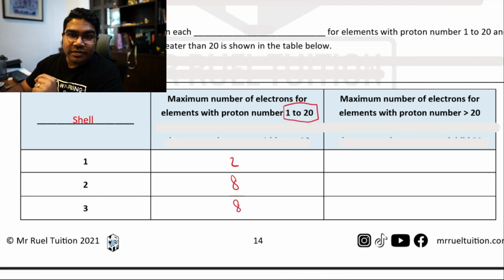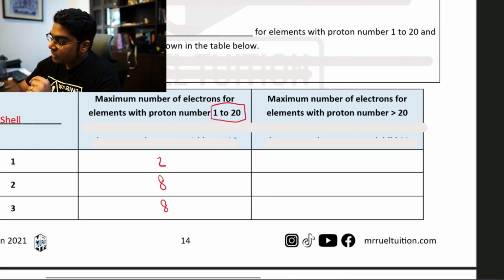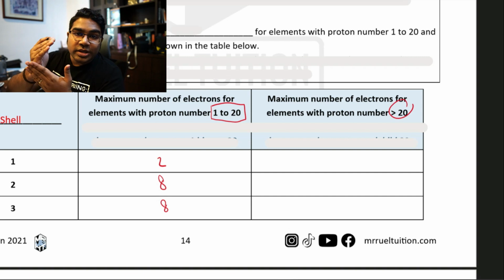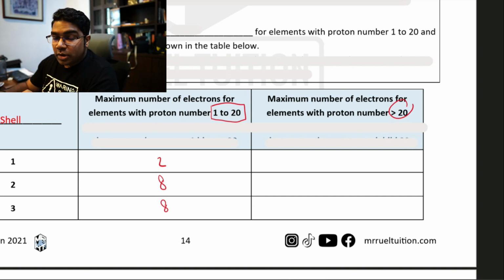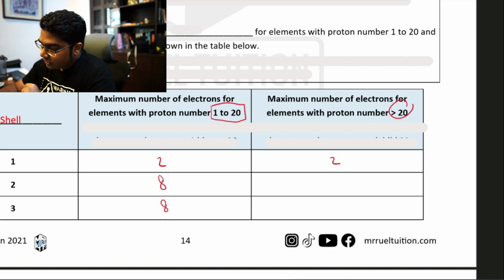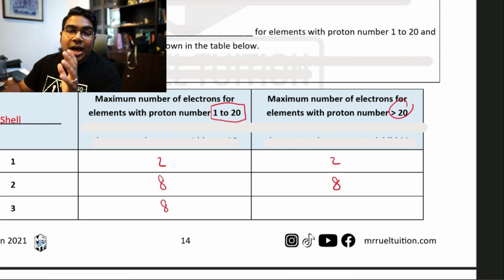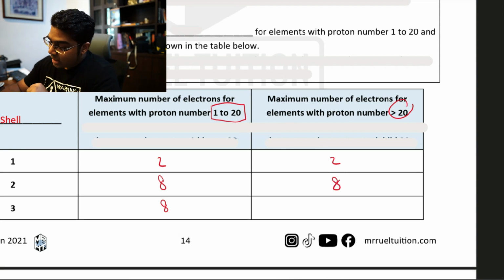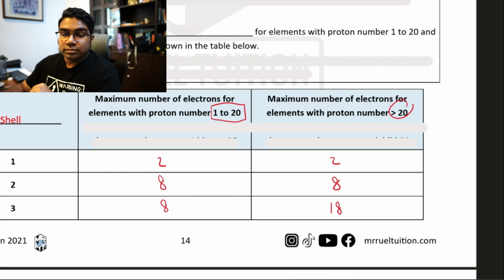Now this is slightly different when the number of protons exceeds 20. So 21 onwards, the first shell can still take 2, second shell still takes 8. However, the third shell can take up to 18.